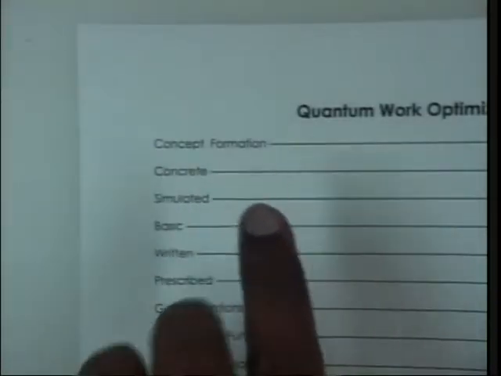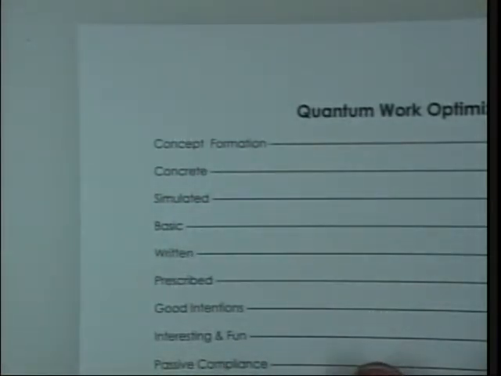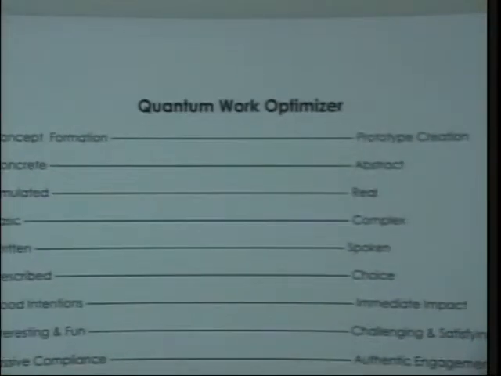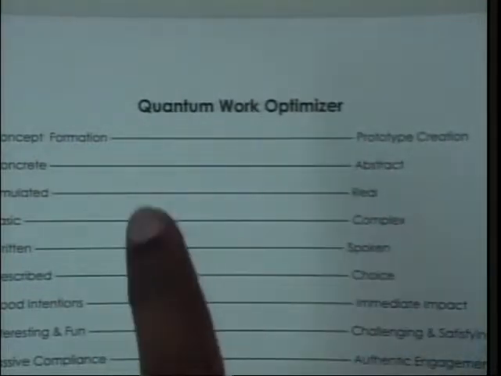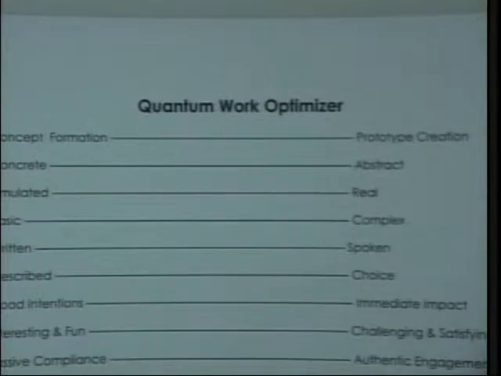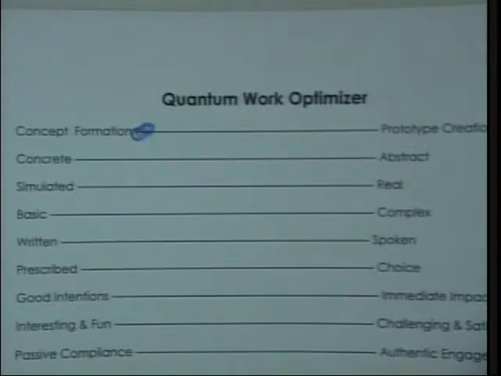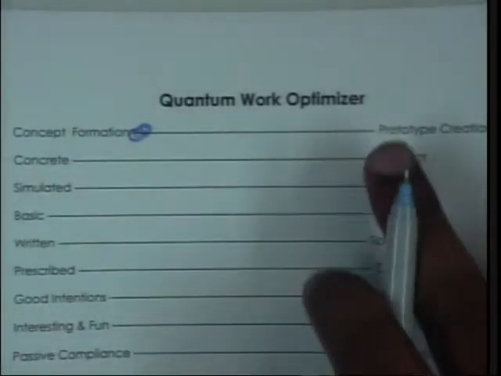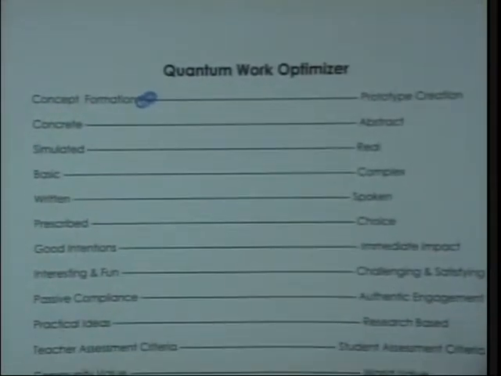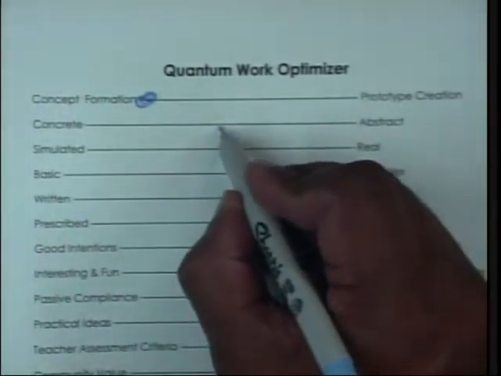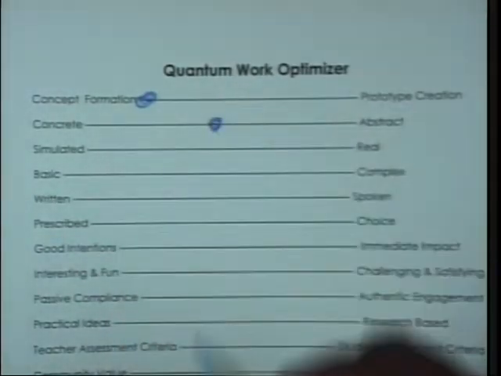We have on the left-hand side, for example, the top one is called Concept Formation to Prototype Creation. So when you are designing work for your students, all you have to do is just put a bubble or an X or something real close to it to show, for example, this is what we're going to do. We're going to be more on concept formation rather than prototype creation. Is it going to be more abstract or concrete? Well, I think it's going to be somewhere in the center of that.